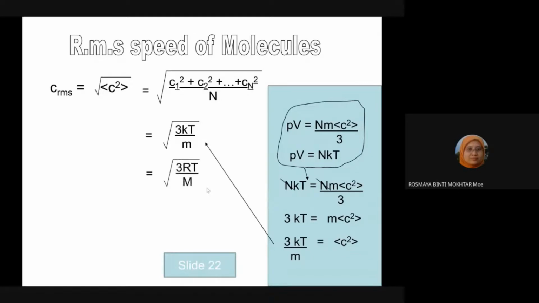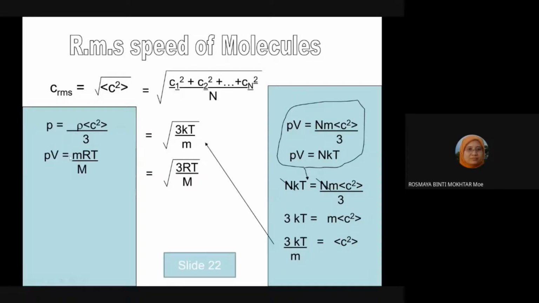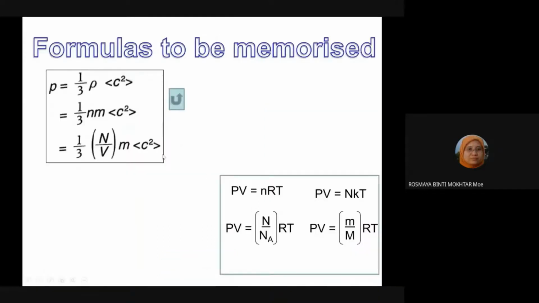As you mentioned, actually I'm going to discuss another equation for the RMS speed, which is the square root of 3RT per capital M. This M is the molar mass. So we choose another one. Let's say we choose pressure equals 1 over 3 density times mean square speed. And from the previous lesson, we choose PV equals mRT per M. So we check again these two equations, which one we choose.